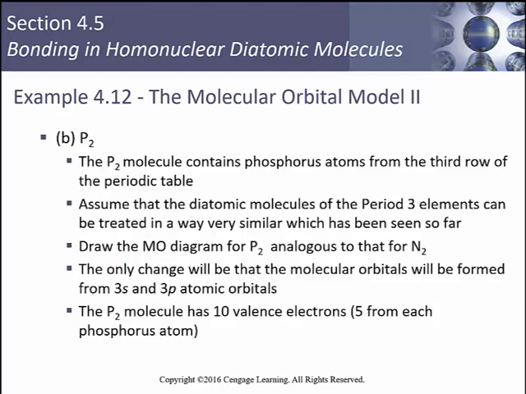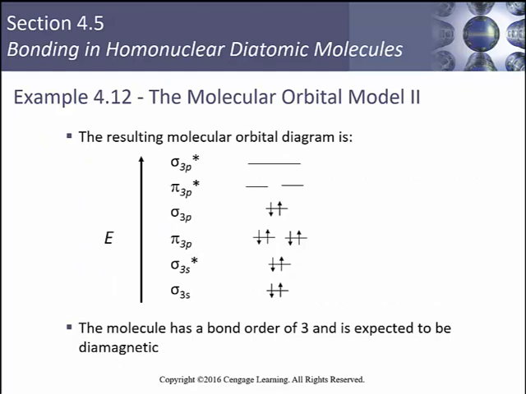Let's look at our diphosphorus. That's going to contain phosphorus atoms, and they're going to come from the third row of the periodic table. We're going to assume that diatomic molecules of period 3 elements can be treated just the way we've done it so far. We're going to draw the MO diagram. That's going to be the same as that for N2. We're going to assume that they're in the same column, so they're going to behave the same way. The only change will be that the molecular orbitals will be formed from 3s and 3p atomic orbitals instead, and that those inner shell electrons are not doing anything. The P2 molecule has 10 valence electrons, 5 coming from each phosphorus atom.